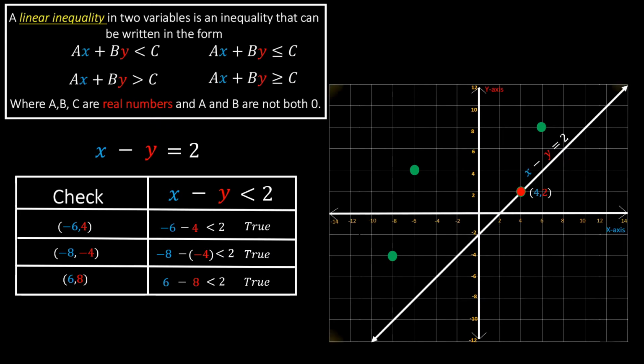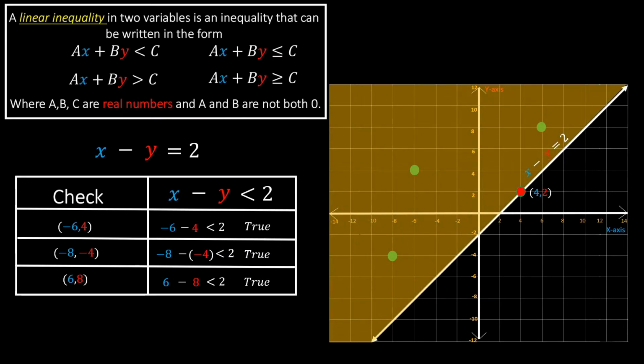So we indicate this by shading in the area. Now because the points on the line do not satisfy the inequality, we denote this by graphing a dashed line instead of a solid line.